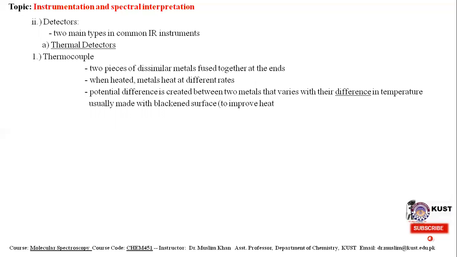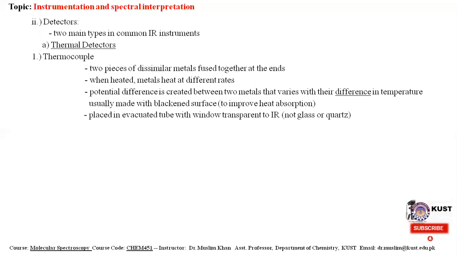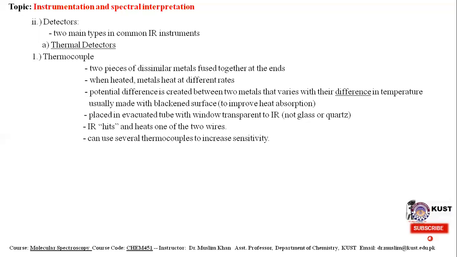usually made with a blackened surface to improve heat absorption, to improve the absorption of all the heat, I mean, black surface. So this is then placed in an evacuated tube with a window transparent to IR, not glass or quartz. So IR hits and heats one of the two wires. This can use several thermocouples to increase the sensitivity of these metals.